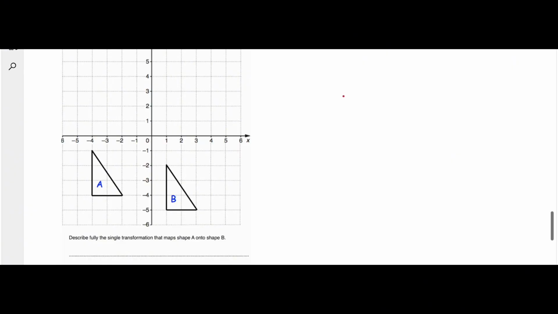So there are 4 different types of transformations, and you've been asked to describe this. This is important, the single transformation that maps A onto B. If you start muddling them up and mentioning more than one transformation, you're not going to get any marks at all. So it's going to be one of 4. It's going to be either a translation, a rotation, an enlargement, or a reflection. And you only mention things that are relevant to the transformation that you're discussing. If you're not sure, then only write what you know.